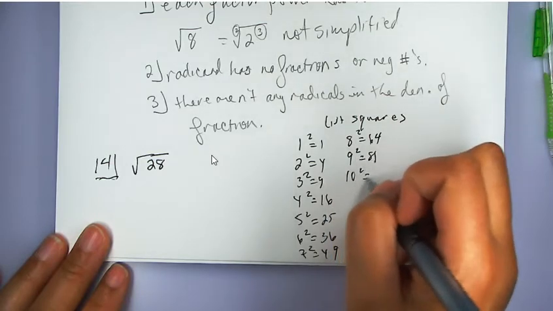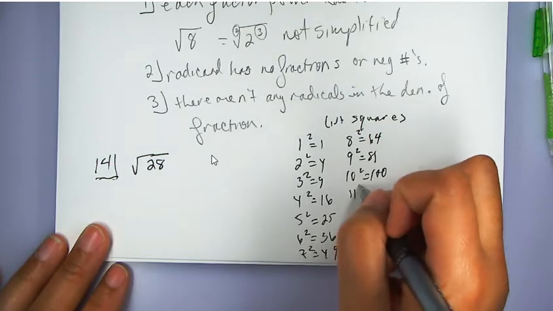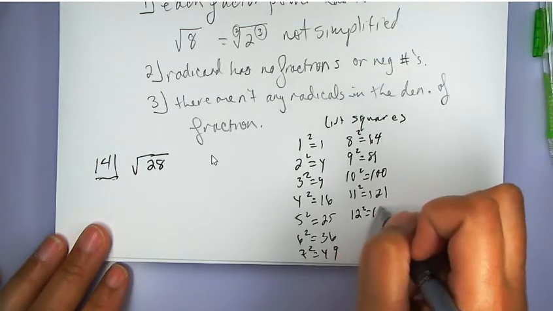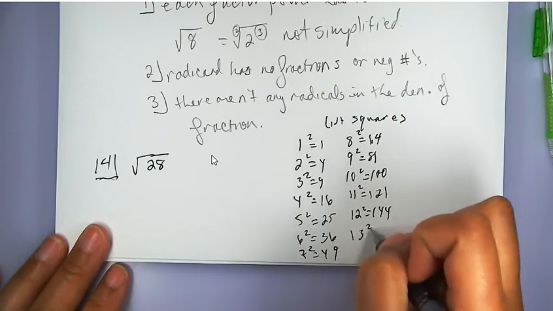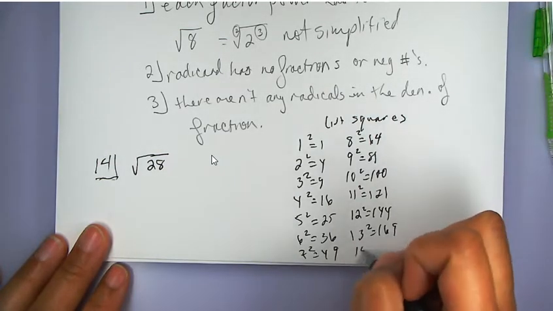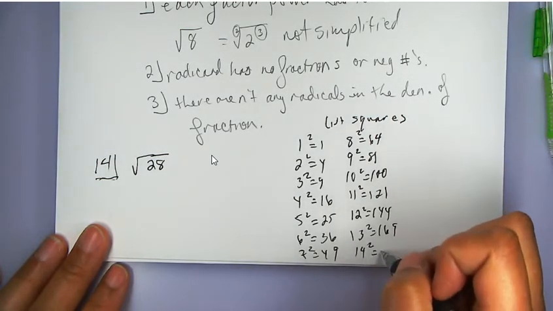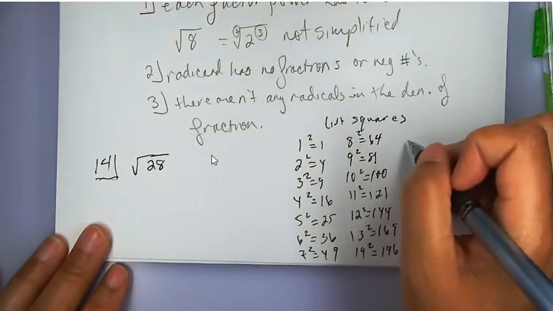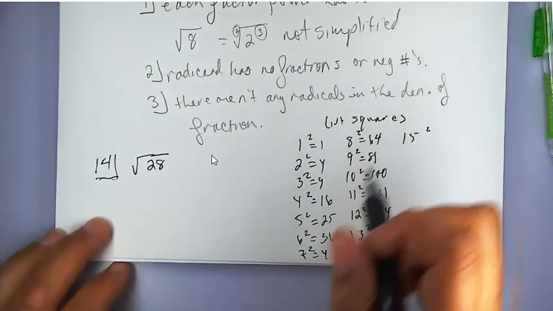So if we have a list of squares, I want to be able to use the product rule here to simplify this expression. Remember that the product rule says that the square root of a times the square root of b is equal to the square root of a times b, and vice versa, the square root of a times b is equal to the square root of a times the square root of b.